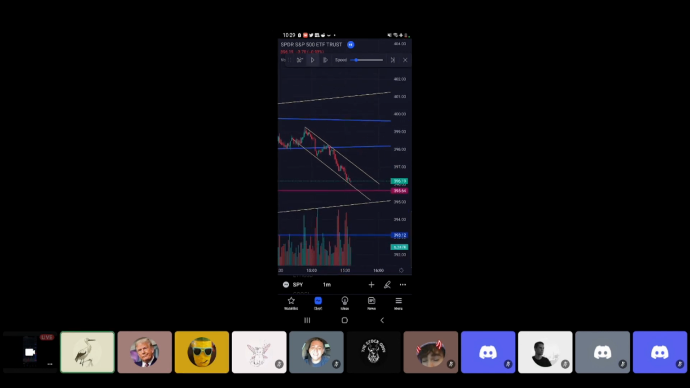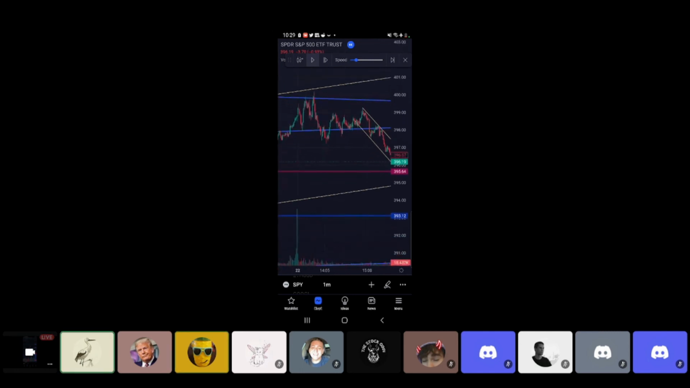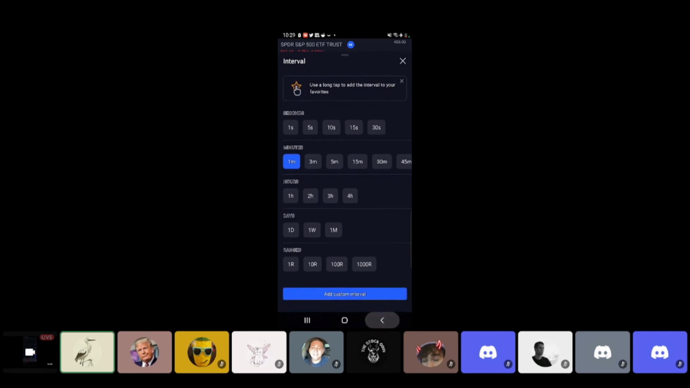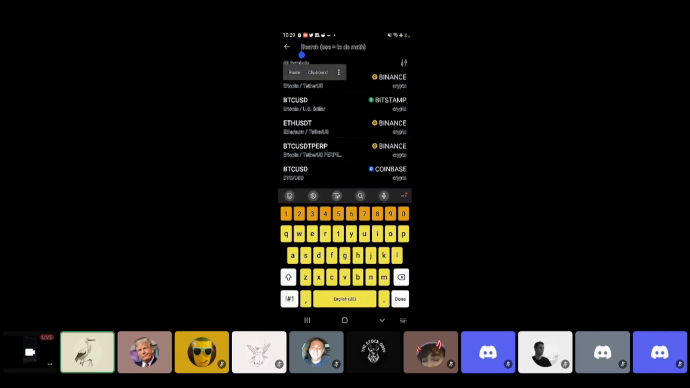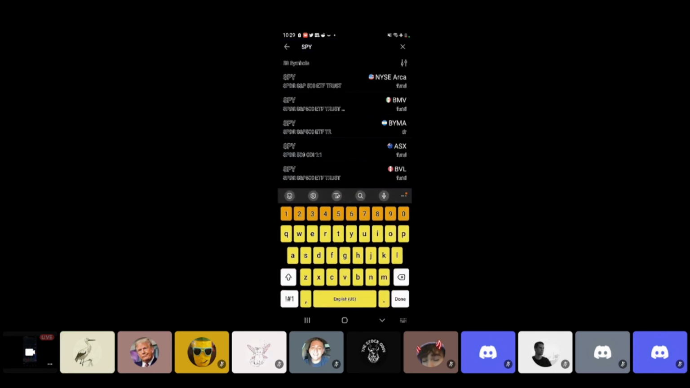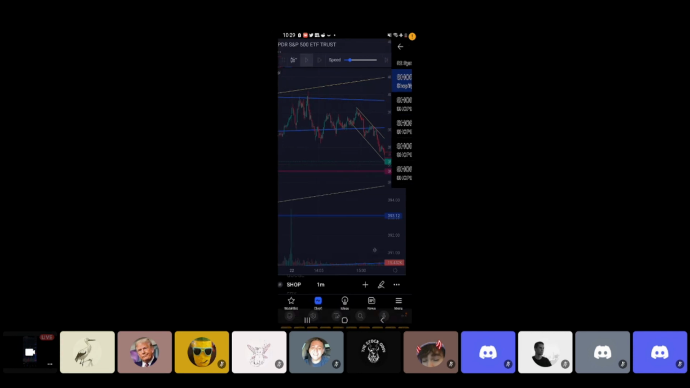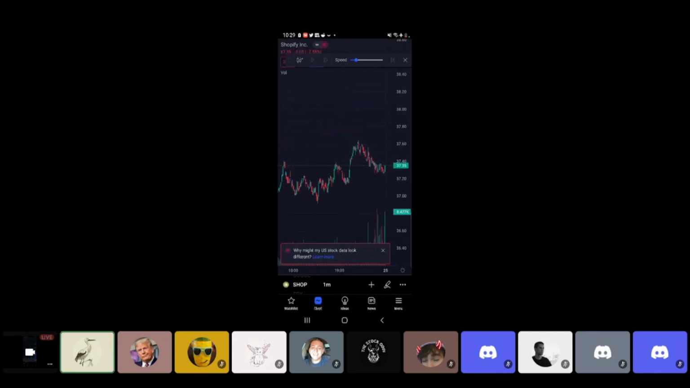So, if you're looking at a position trade, let's go to a different ticker. I don't know, shoot, Shopify, a cheaper contract. You can get a better idea, I guess. Yeah, there you go. So the same theory works.